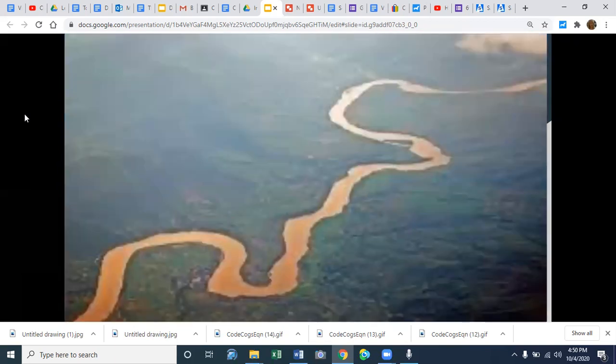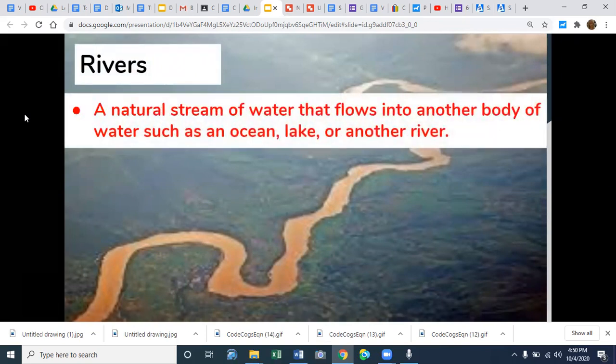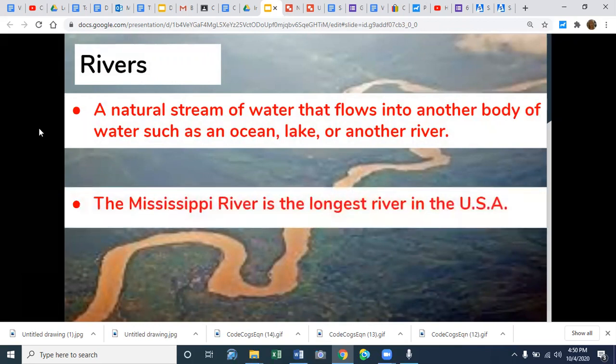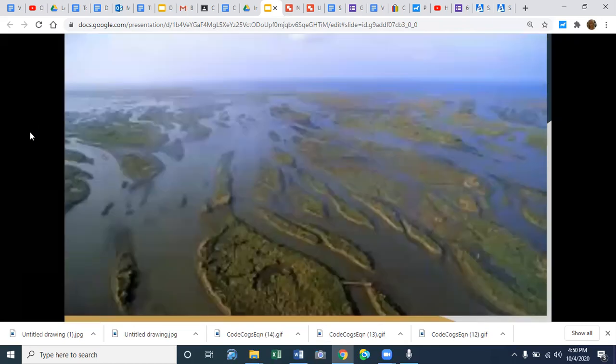What is this? Yes, this is a river from up high looking down. Rivers are a natural stream of water that flows into another body of water, such as an ocean, lake, or another river. The Mississippi River is the longest river in the United States. The Nile River is the longest river in the world, and I bet you've heard of both, the Mississippi and the Nile River.